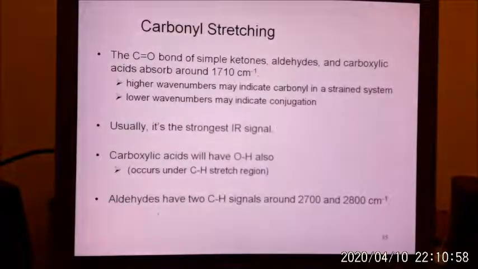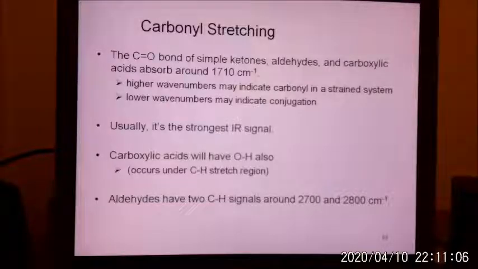All right, carbonyl stretching, one of the most beautiful stretches, absorbances you'll ever see. For simple ketones, aldehydes, and carboxylic acids, it's around 1710 wave numbers. Once you know what the wave numbers should be, then what's nice is that if you see a deviation from there, then you can start thinking about more aspects, the environment it's in. So instead of 1710, if I see higher wave numbers, I'm thinking there might be a strained system, or I could have a very strong electron withdrawing group.